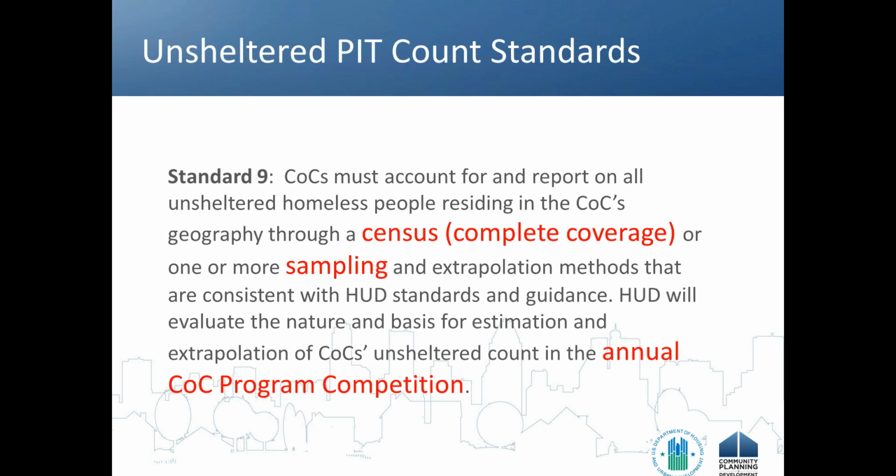Standard 9, this is actually what I'm going to focus most of my content on today as we go into listening to community examples. So it says, COCs must account for and report on all unsheltered homeless people residing in the COC's geography through a census or complete coverage, or one or more sampling and extrapolation methods that are consistent with HUD standards and guidance. And HUD will evaluate the nature and basis for estimation and extrapolation of COC's unsheltered count in the annual COC program competition.